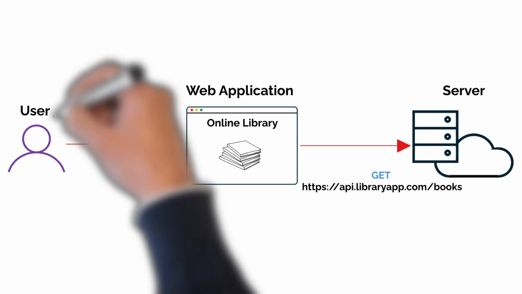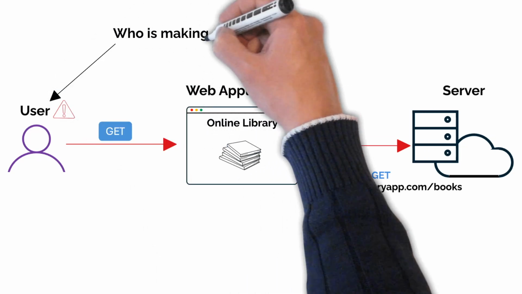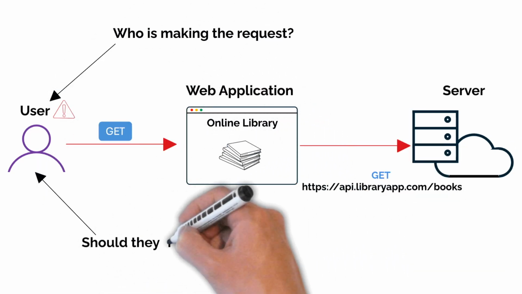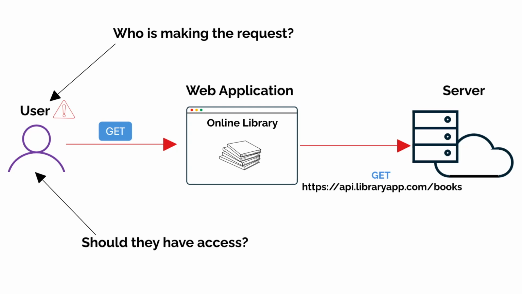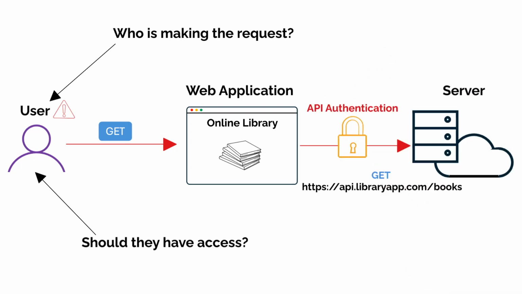The server receives this request and prepares to send back the book data. But how do we ensure that only authorized users can securely access this information? How do we verify who is making the request and determine if they have proper access? This is where API authentication comes into play. It's the process of verifying every request to ensure that only trusted users or systems can access the API.